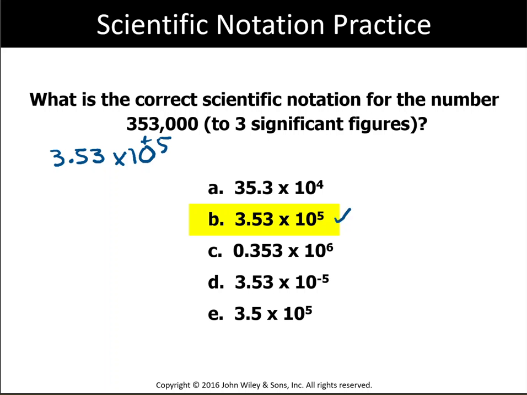So the answer is B. The other way of looking at it is that the original number 353000 is a very big number, but by moving the decimal right after 3, you're making it smaller. In order to compensate for that, the power of 10 has to be a +5.